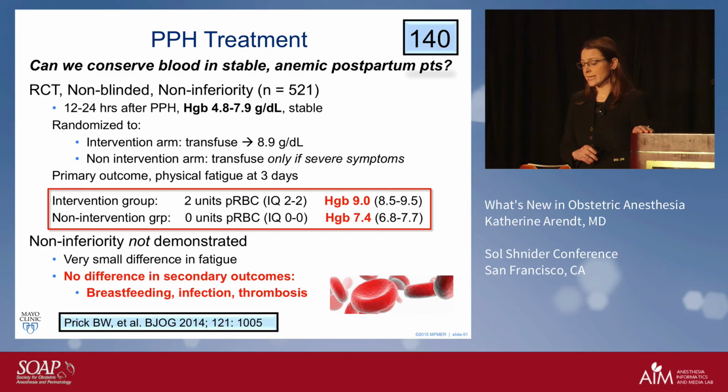Non-inferiority was not demonstrated. There was a just under 3-point difference in fatigue on that 18-point fatigue scale. But compellingly, there was no difference in secondary outcomes: no difference in breastfeeding, infection, or thrombosis rates, implying that it's very safe to allow patients to go ahead and be discharged with hemoglobins between 6.8 and 7.7 if they're asymptomatic.